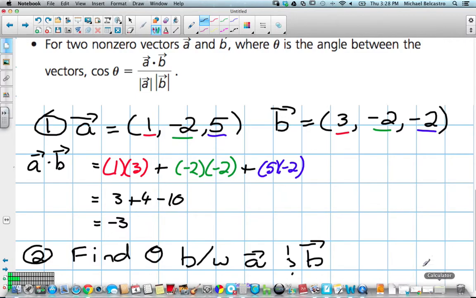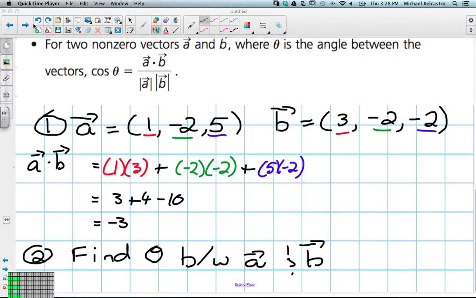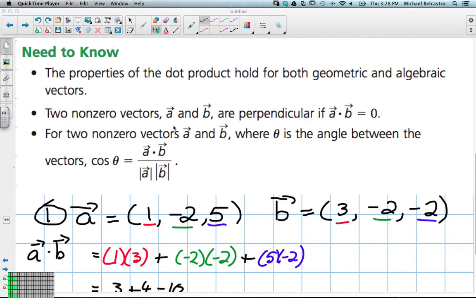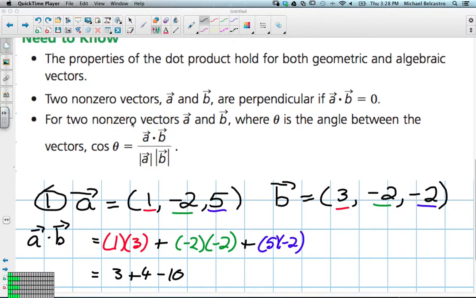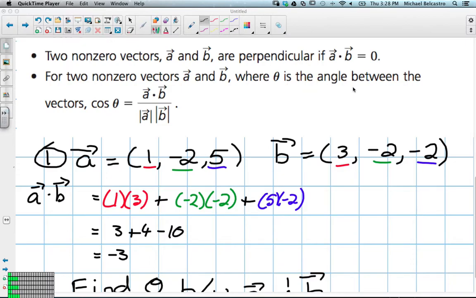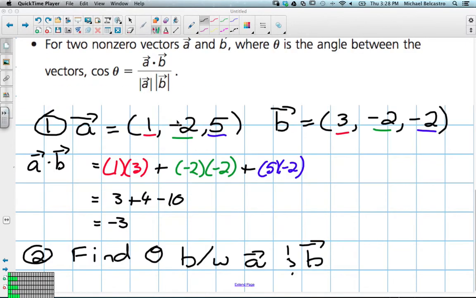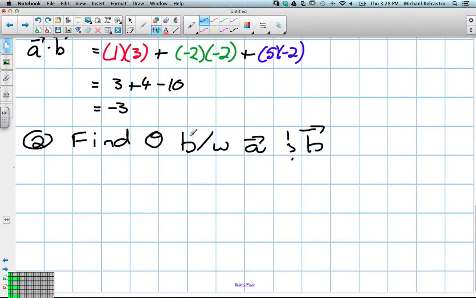You okay with it? We're about to do a question very similar to it. So, that's the first part. With that being said, we're going to use a bit of the information we have now. For two non-zero vectors, we can find the angle between the vectors. So, the next part of the question says find theta between A and B.